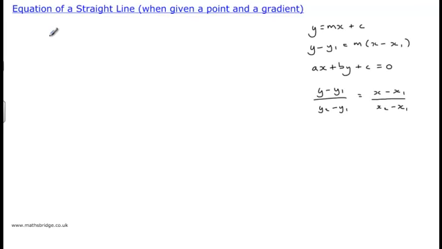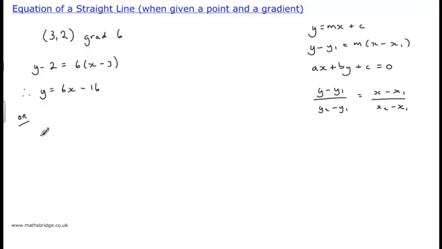Now we'll have a look at finding the equation of a straight line when we're given a point and a gradient. So we'll look at the point (3, 2), and the gradient of the line is 6. If we use the equation in the form y minus y1 equals m(x minus x1), then we have y minus 2 is equal to 6 lots of (x minus 3). Expanding and a little bit of rearrangement gives us y equals 6x minus 16.